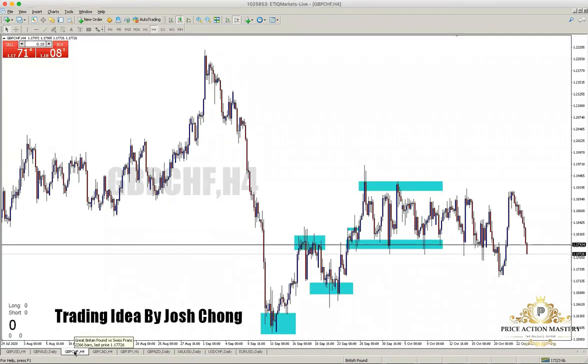Okay, this will be the GBP CHF. GBP CHF is basically in an entire trend. Is the entire trend considered what? It's still an uptrend, because this is a high, this is a higher low, and then a higher high, higher low, and then this is a higher high, higher low, and then a higher high.